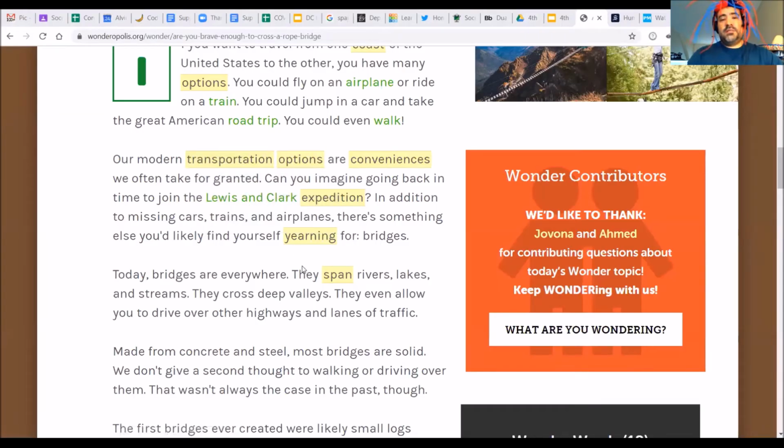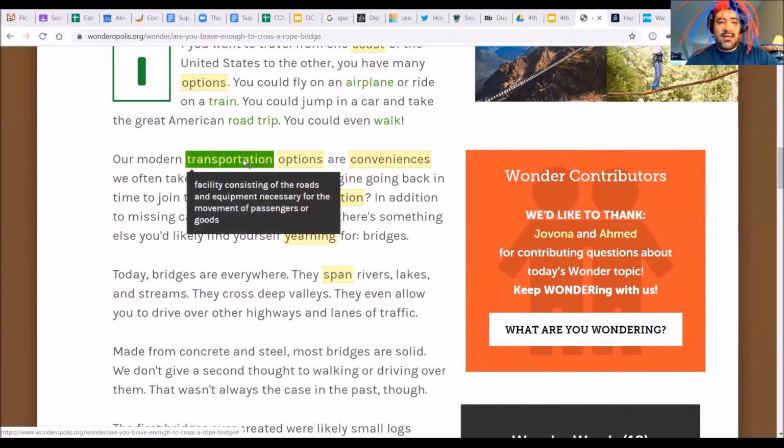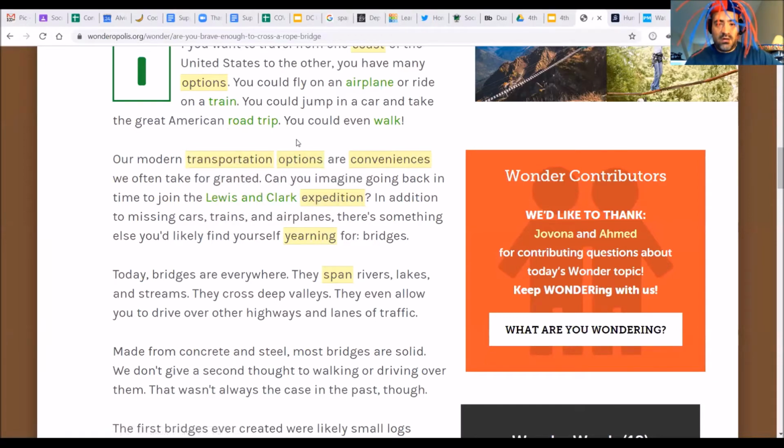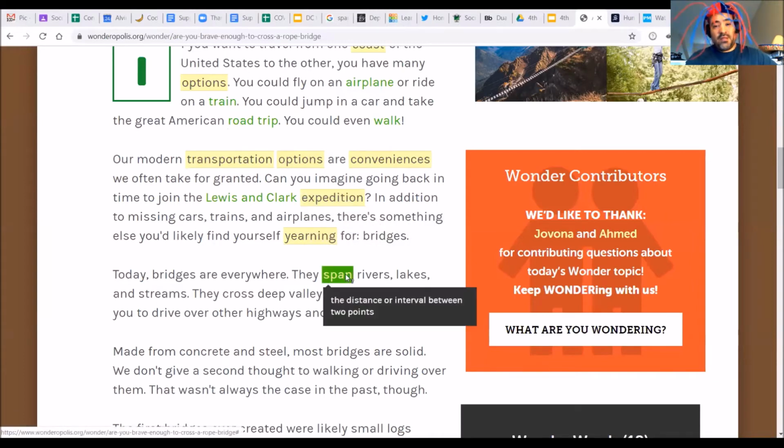Now, what I like about Wonderopolis is that anything that is in green and underlined, you can actually click onto it and it takes you somewhere else. And anything that is highlighted in yellow is actually a word that an expert would probably use when it comes to this topic, which in this case is bridges. So you can just hover your mouse over the word and it can give you the definition. For example, span is distance or interval between 2 points.